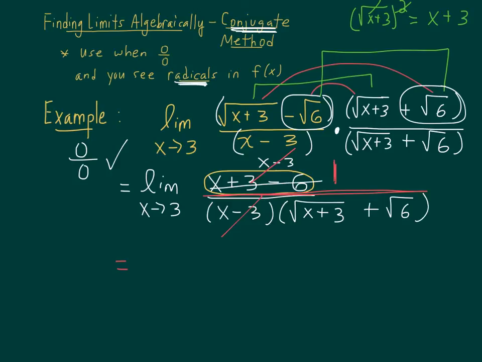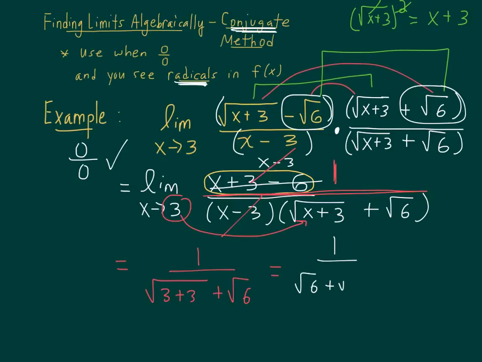What we're going to do here in our last step is substitute in x equals 3 wherever we see an x remaining. So we're going to have 1 over. I can drop my limit notation now because I am plugging in 3 for x. So we're just going to carefully plug in 3 for x and then simplify this. So 1 over radical 6 plus radical 6. Please don't tell me that's 1 over radical 12. Radical 6 plus radical 6 is 2 radical 6. And we'll leave our answer at that.